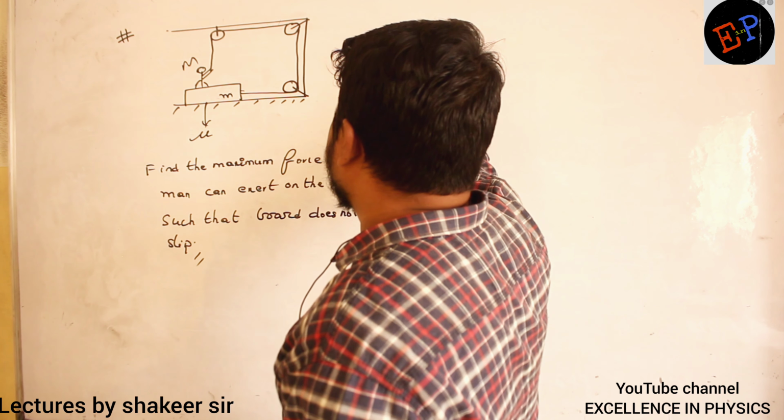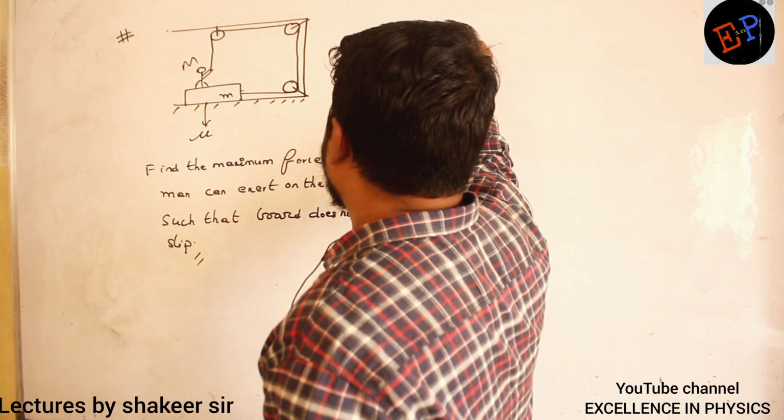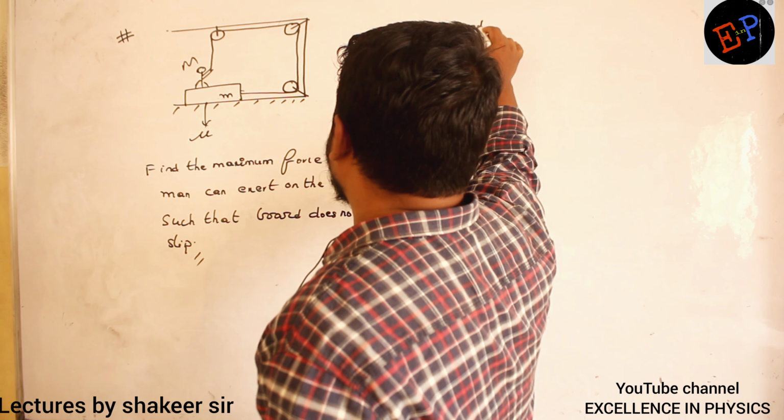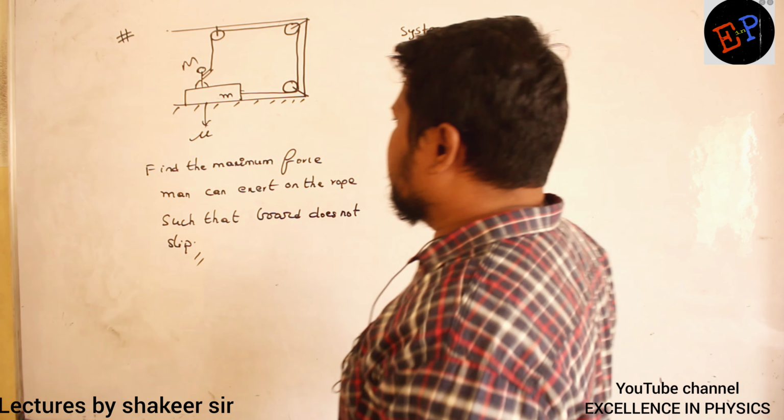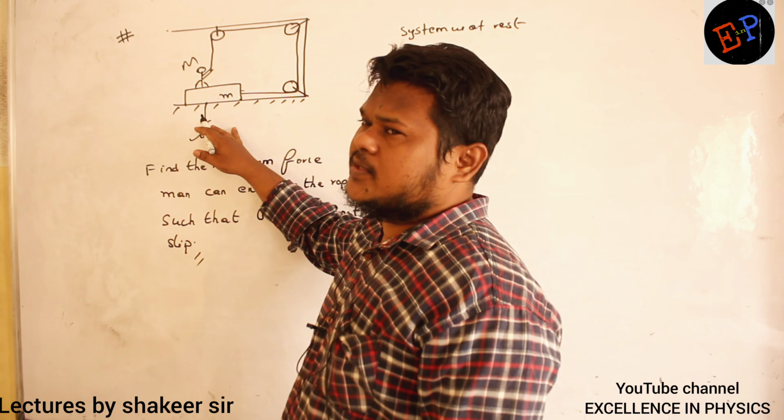System is in rest position means what, once again? System is at rest position. So it means acceleration is 0. Acceleration is 0 means all the net forces acting are 0. There is no net force. Clear, no? So here two bodies are there. One is the man and one is the block or the board. So draw the free body diagrams of both of them.